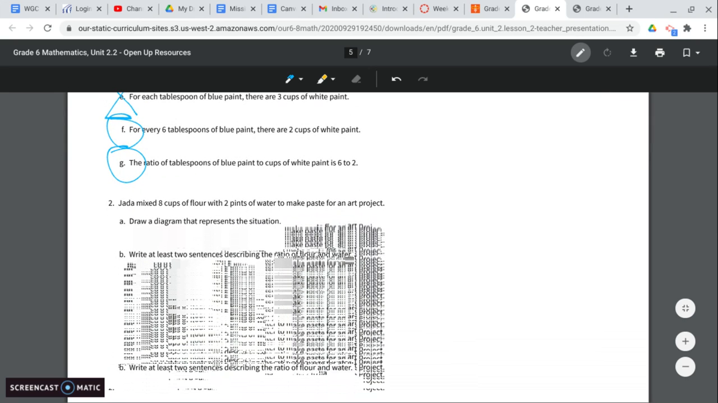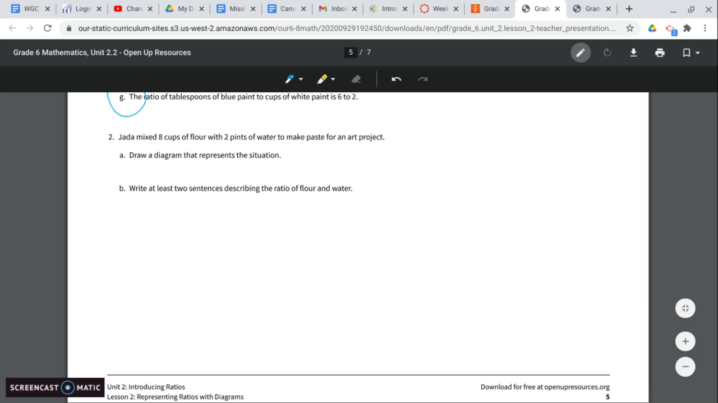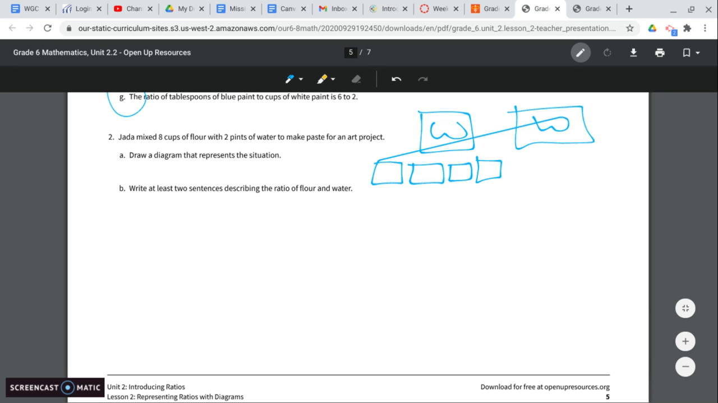All right, number 2, Jada mixed 8 cups of flour with 2 pints of water to make paste for an art project. Draw a diagram that represents the situation, then write 2 sentences. So if we draw a diagram, we have 2, this is water, and then we've got 1, 2, 3, 4, 5, 6, 7, 8. And this is our flour. So here is our diagram to represent our ratio.